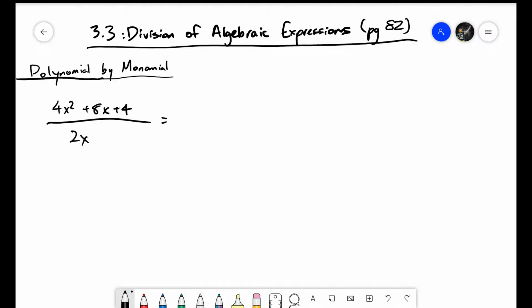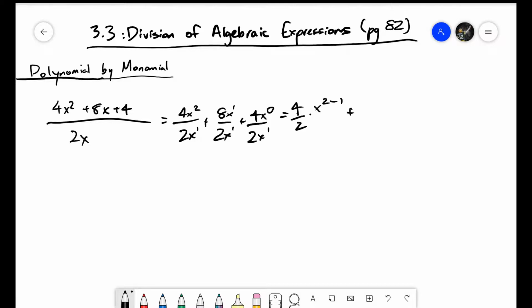So this is equal to 4x squared over 2x plus 8x over 2x plus 4 over 2x. And this 4, you can write it as 4 times x to the 0. And these are all equal to x to the 1. So now we will divide each of the monomials as we said earlier. So this is equal to 4 over 2 times x to the second minus 1 plus 8 over 2 times x to the 1 minus 1 plus 4 over 2 times x to the 0 minus 1.